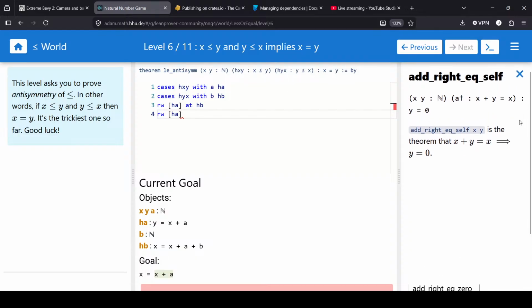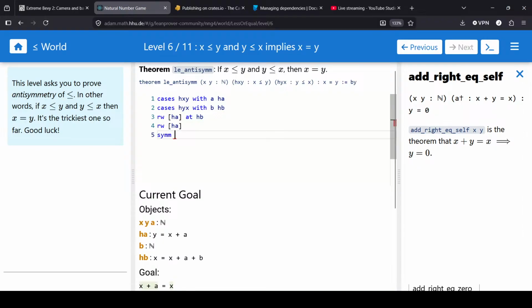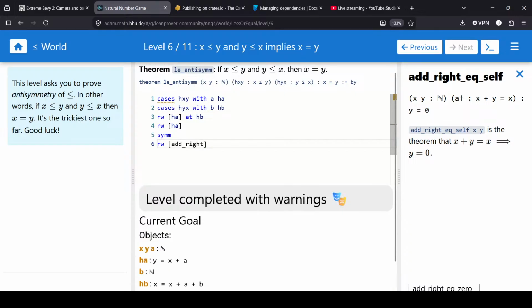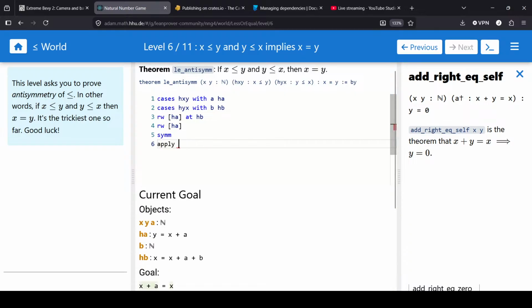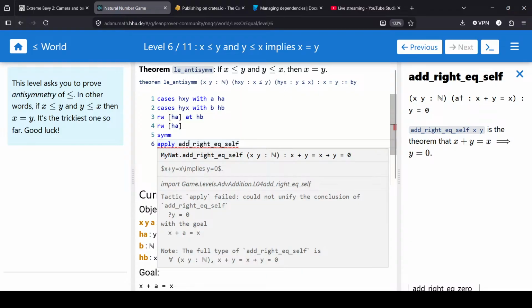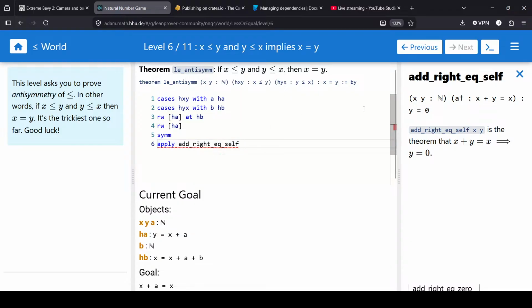Yeah, look at this. Add right eq self gives me something like that. So if I sim the goal, then I can rewrite with add right. Oh no, not rewrite. I guess I would have to apply. Apply add right eq self. Why are you not happy with that? Do I have to give you arguments?